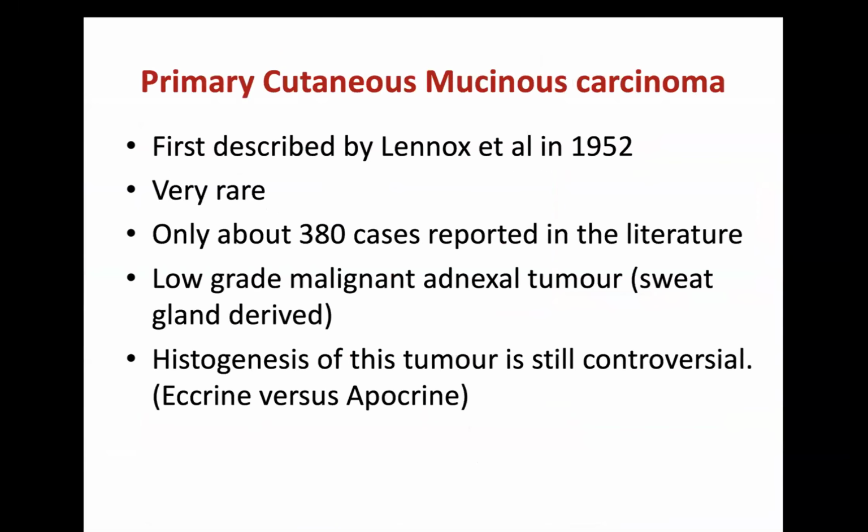Primary cutaneous mucinous carcinoma was first described by Lennox in 1952, and around 380 to 400 cases have been reported. It is a low-grade malignant adnexal tumor of sweat gland origin. The original view was that it was eccrine derived, and the contemporary view is that it could be apocrine.